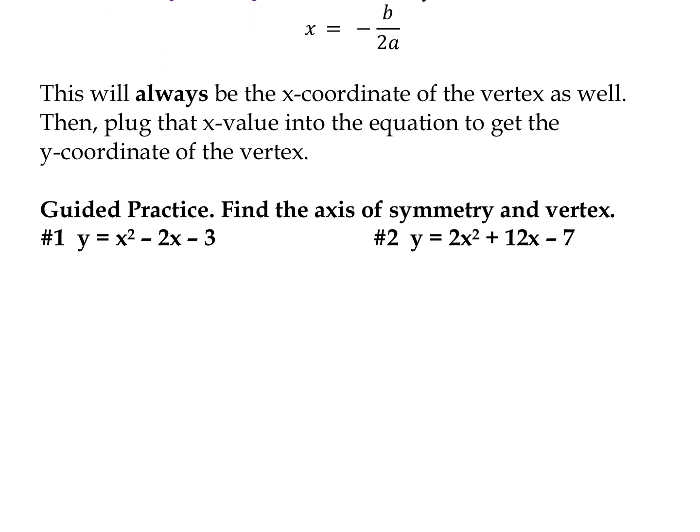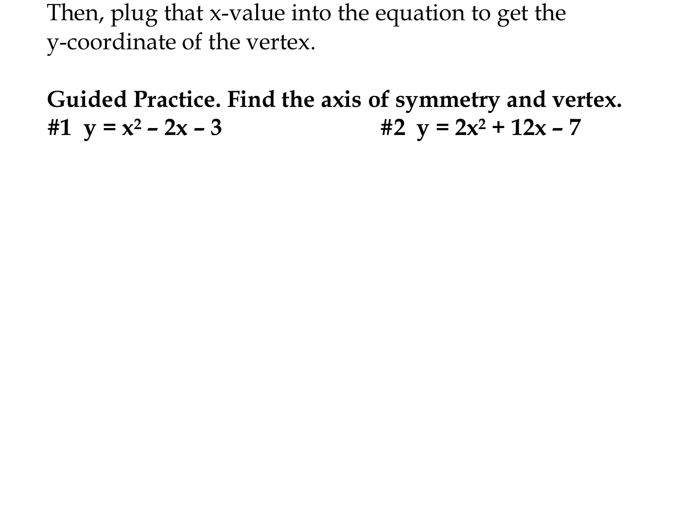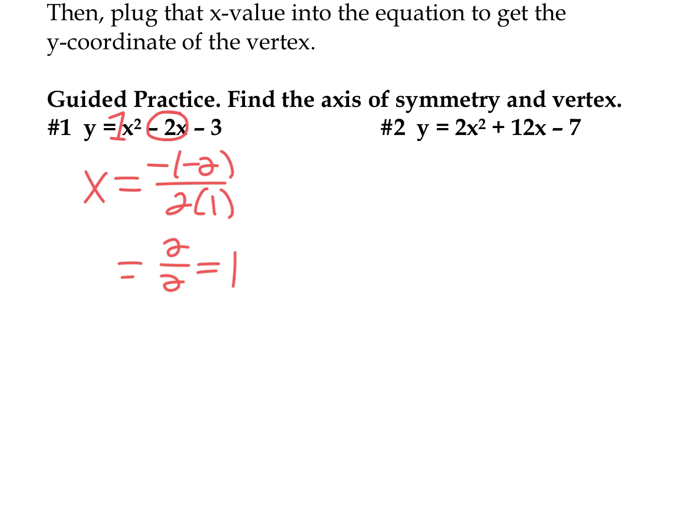So in these first two problems, we're just going to find the axis of symmetry and the vertex. So the axis of symmetry is x equals negative b over 2a. So x equals, the b value here is negative 2, so negative 2 over 2 times my a value, which is 1. So 2 times 1, that's 2 over 2, which is 1.